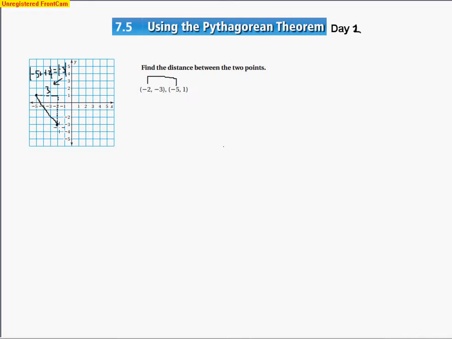Same thing here. If I count the spaces, I have 1, 2, 3, 4 spaces, so I know it's 4. Well, how else can I get that? If I look at the y components, these two right here, and I subtract -3 take away 1, and I take the absolute value of that answer because I just want the distance. I add the opposite, -4. And the absolute value of -4 is 4. That's how I'm getting the 4 right there. That's another way to do it.